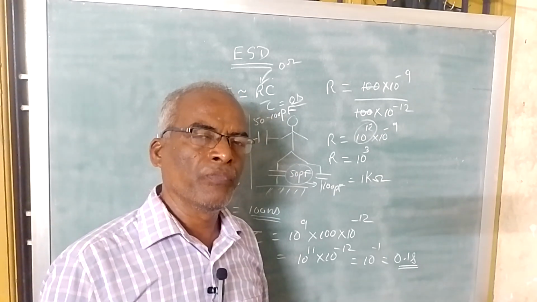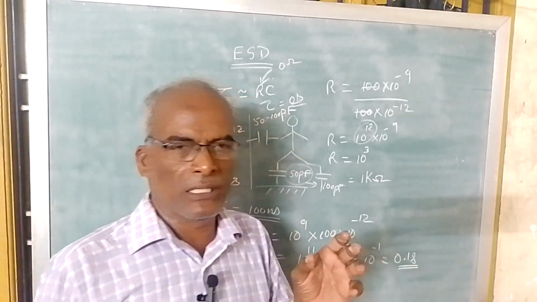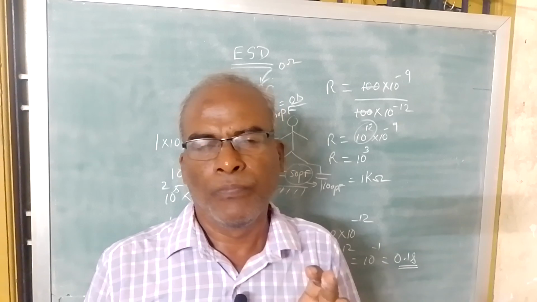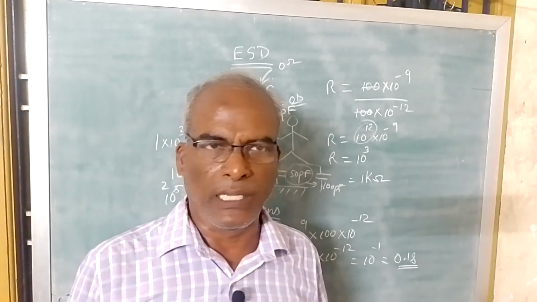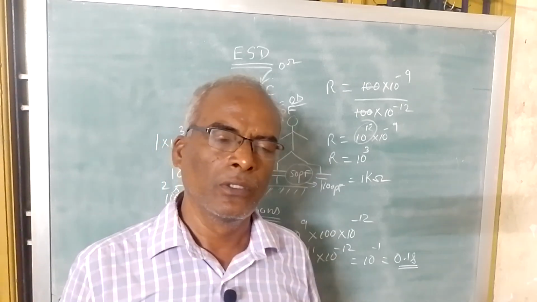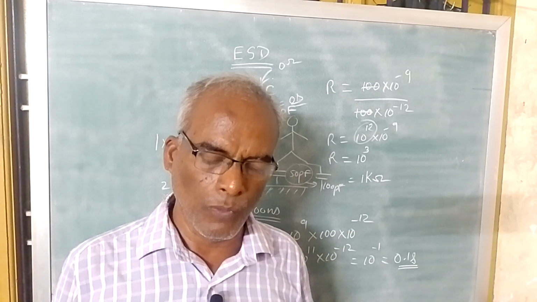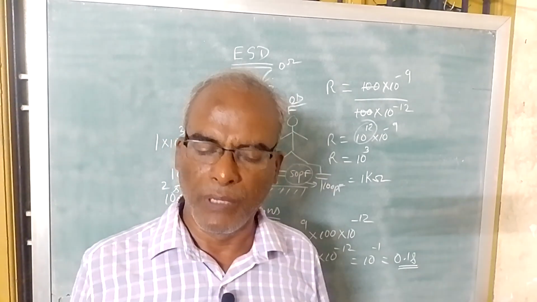That's why we have to see that the discharge time, that is tau, should be anywhere between 70 to 100 nanoseconds. That is a good timing for discharge. You cannot make tau very large or 0. Both the cases are dangerous for an ESD kind of environment.